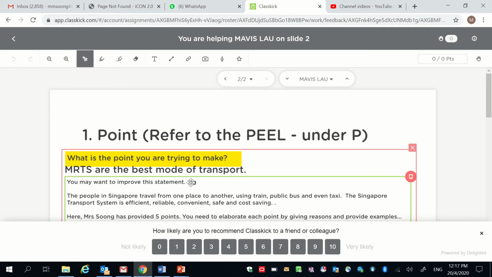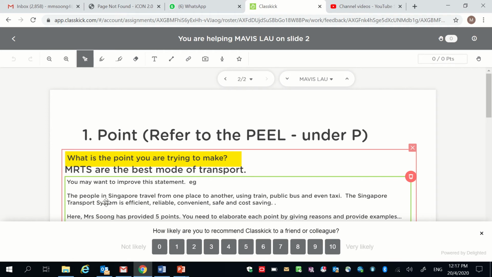For example, this is one student's example. She mentioned MRTs are the best mode of transport. Now, I didn't quite like this first line because it only specifies MRT. You should start by telling me the general transport system in Singapore based on the three pictures that were given. So let me give you a better example.